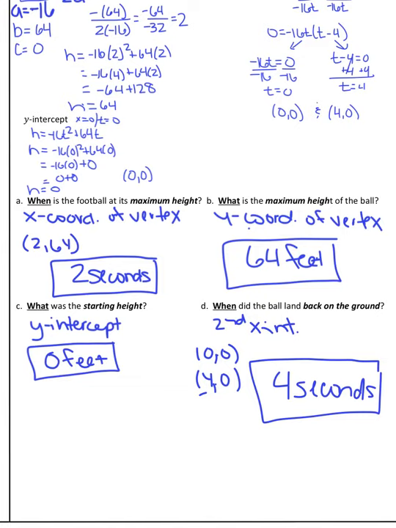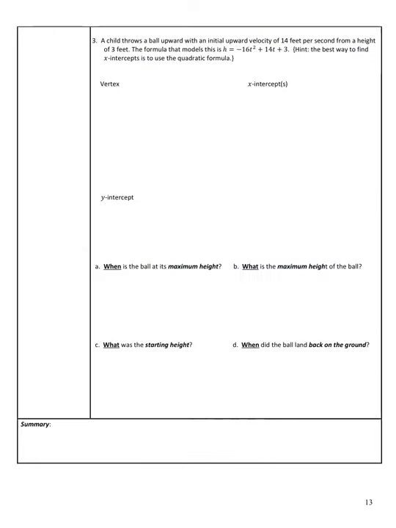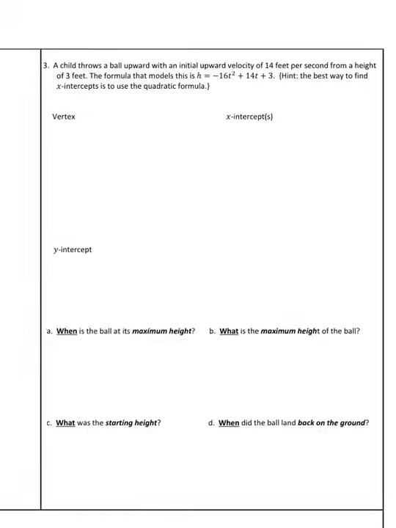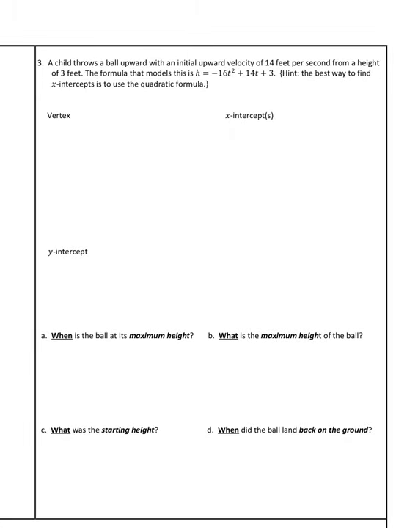All right, one last problem that we'll do together. A child throws a ball upward with an initial velocity of 14 feet per second from a height of 3 feet. The formula that models this is h equals negative 16t squared plus 14t plus 3. This one, to find the x-intercepts, we're going to have to use the quadratic formula to make this work. This one's not factorable.